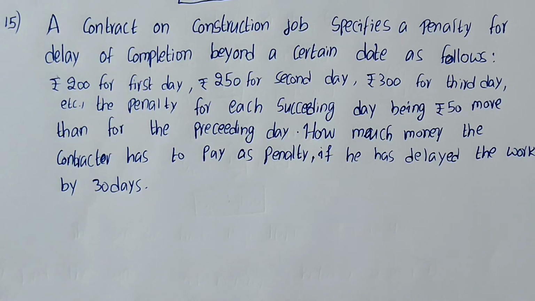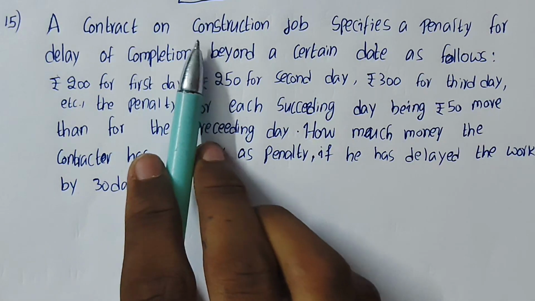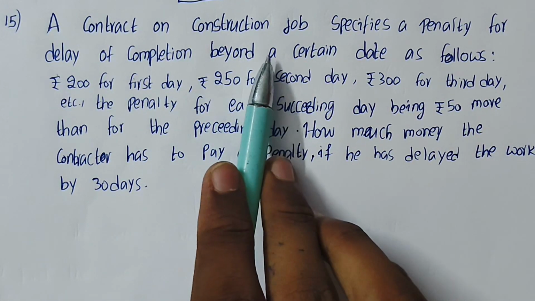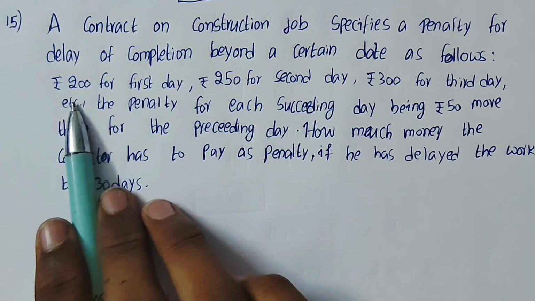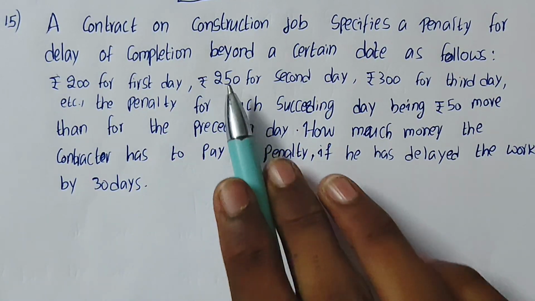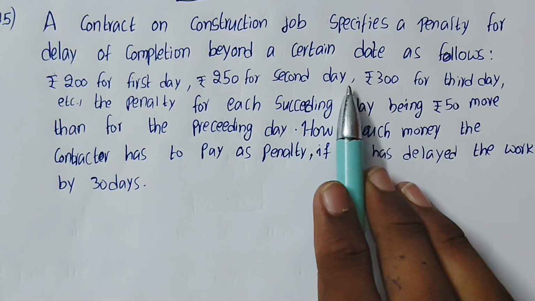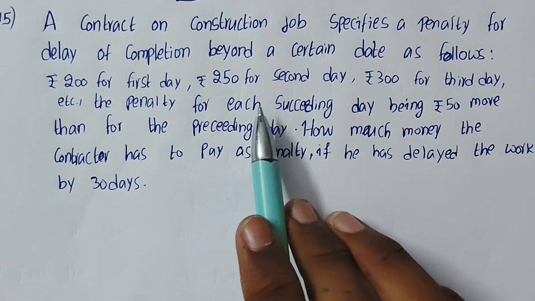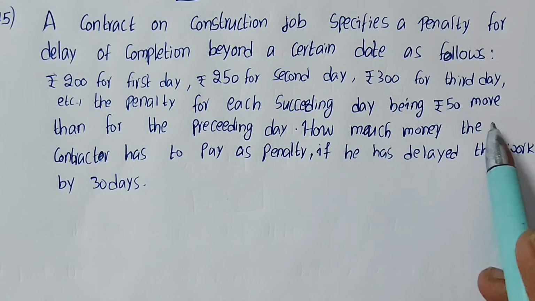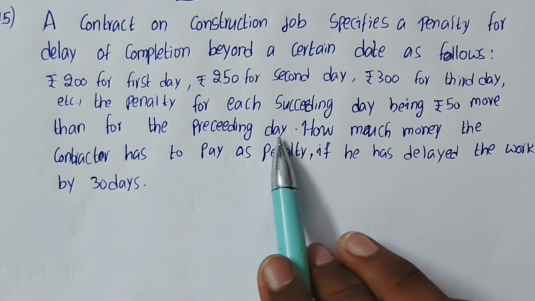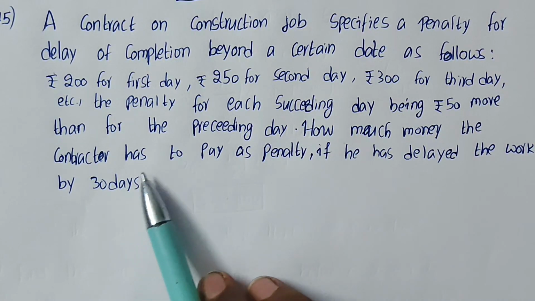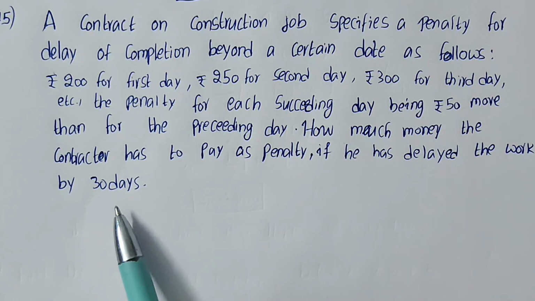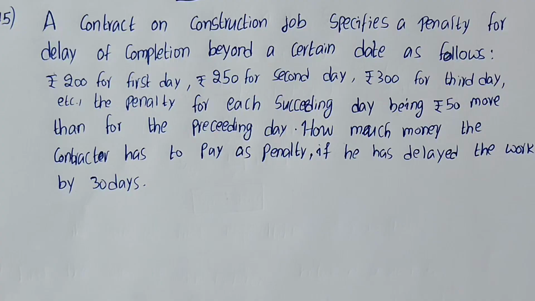So here the given 15th question is: a contract on construction job specifies a penalty for delay of completion beyond a certain date as follows: 200 rupees for the first day, 250 rupees for the second day, 300 rupees for the third day, and so on. The penalty for each succeeding day is 50 rupees more than for the preceding day. How much money does the contractor have to pay as penalty if he delays the work by 30 days?